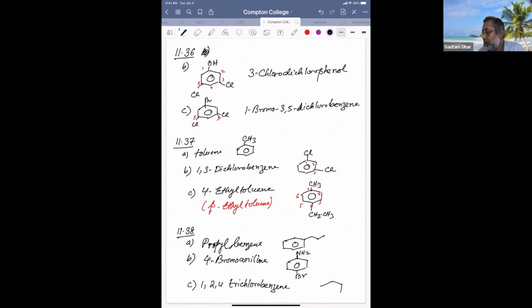So this is a benzene ring, trichloro. Let's number it, okay? So 1, 2, 3, 4, 5, 6. So we have a 1, we have a 2, and a 3. That's it. It's pretty easy, pretty straightforward, and pretty systematic. Okay. All right. Let's go to the slide.